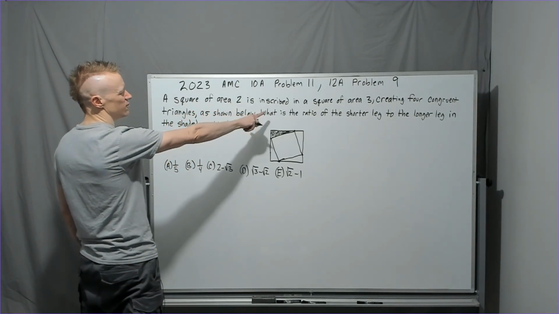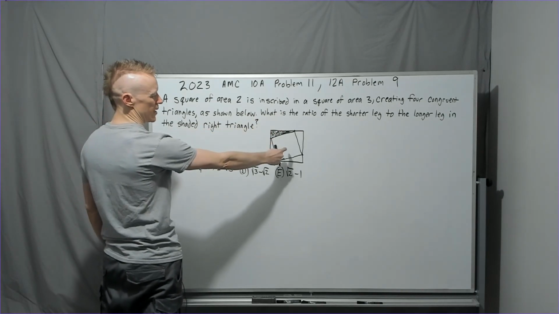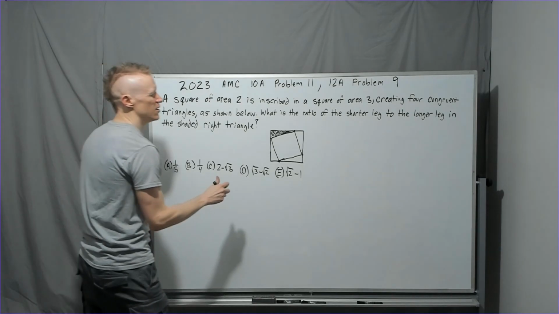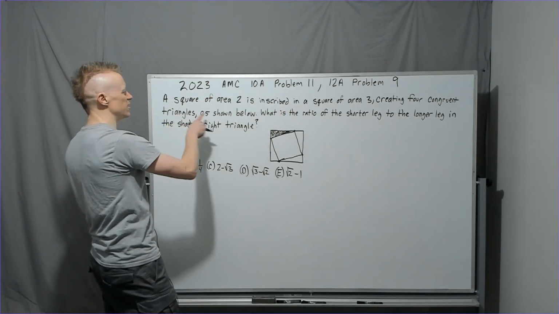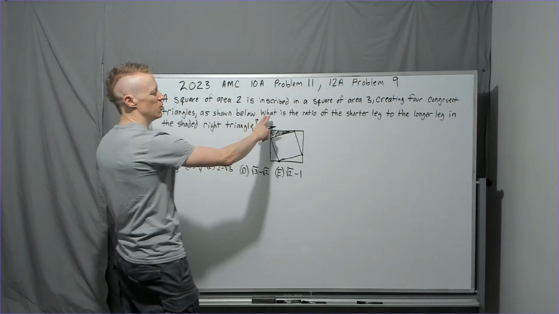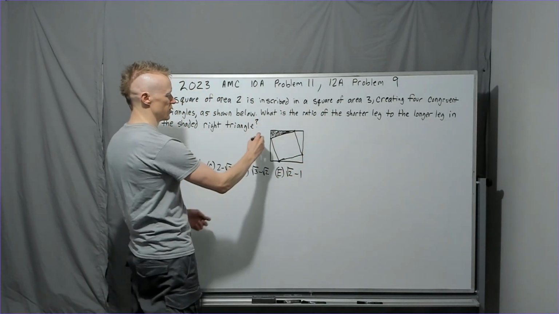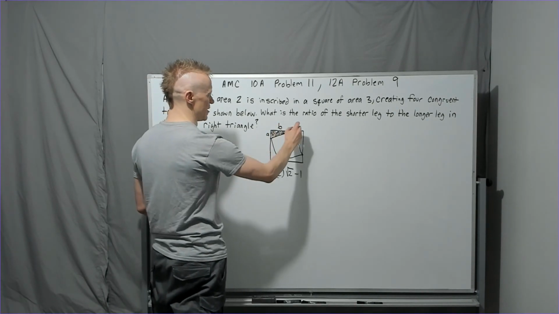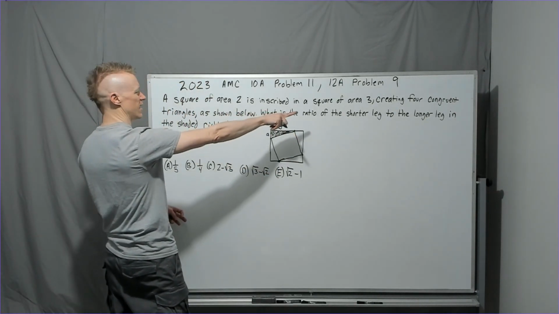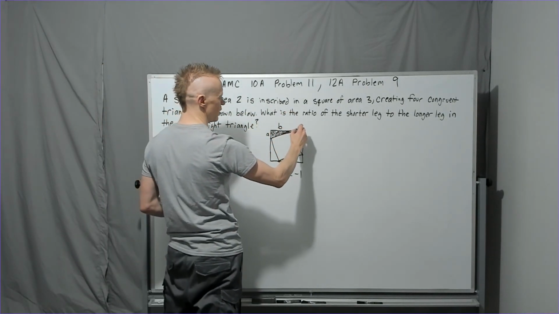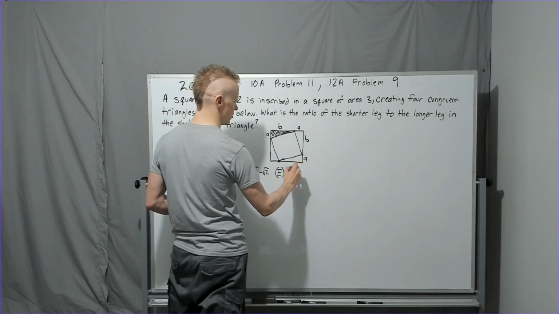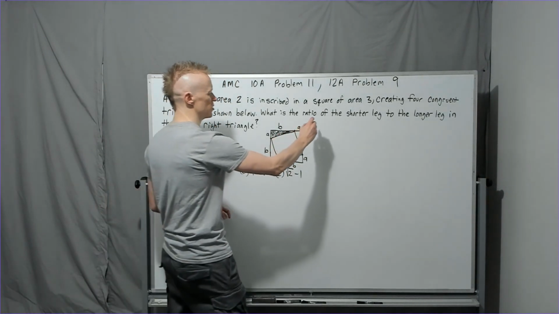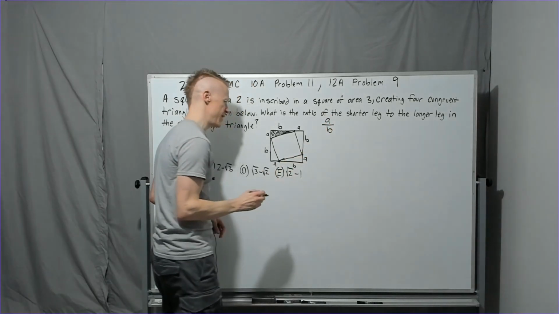A square of area 2 is inscribed, that's this one, inscribed in a square of area 3, creating 4 congruent triangles as shown below. What is the ratio of the shorter leg, let's call this a, to the longer leg, we'll call that b? It said that they're congruent triangles, so this would also be a and b, this would also be a and b, this would also be a and b. And so our goal is to find a over b.